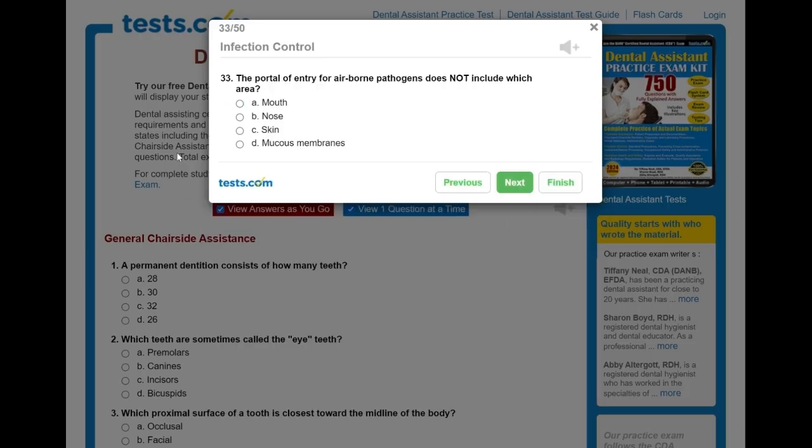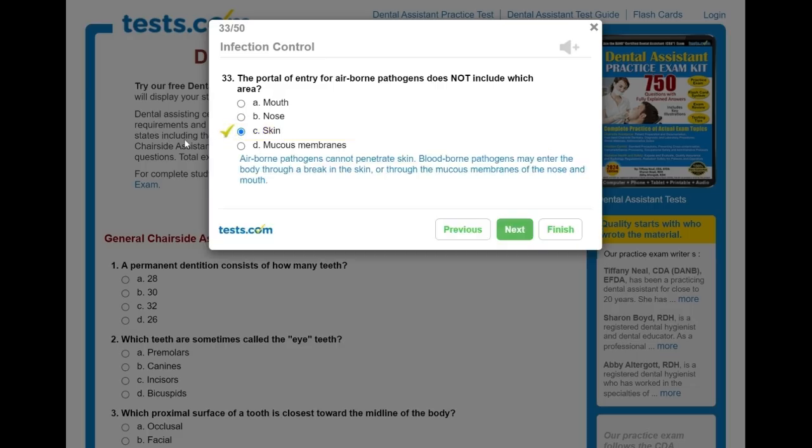Question 33. The portal of entry for airborne pathogens does not include which area? A. Mouth. B. Nose. C. Skin. D. Mucous membranes. C. Skin. Airborne pathogens cannot penetrate skin. Bloodborne pathogens may enter the body through a break in the skin or through the mucous membranes of the nose and mouth.